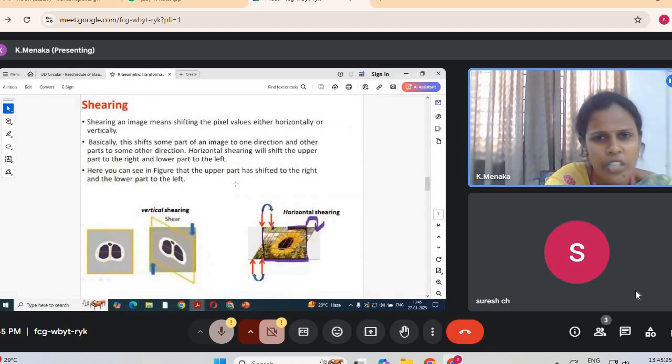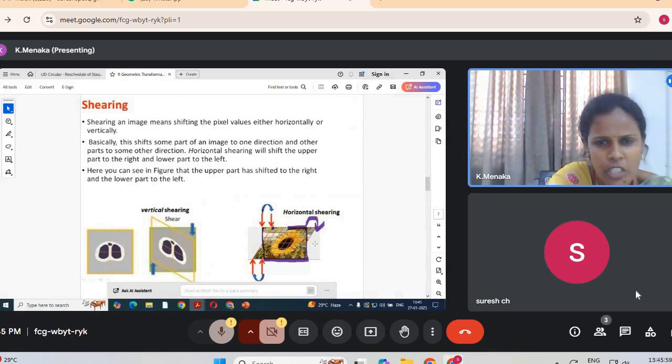Next is shearing. Shearing means shifting the pixel values either horizontally or vertically. This is the original image, and this is the shearing part. Horizontal shearing is where we shift the upper part to the right or the lower part to the left. That is called horizontal shearing.